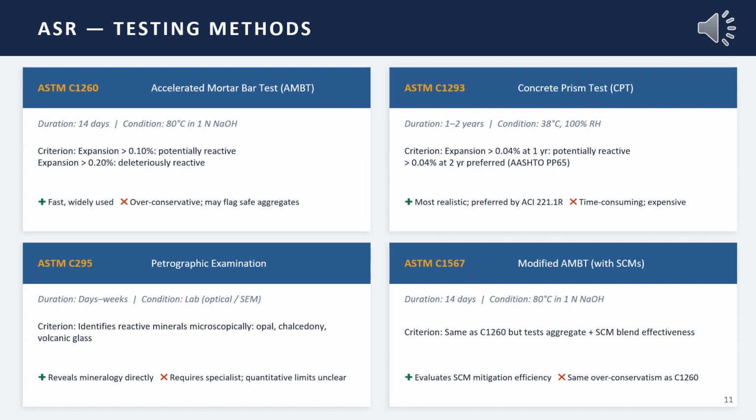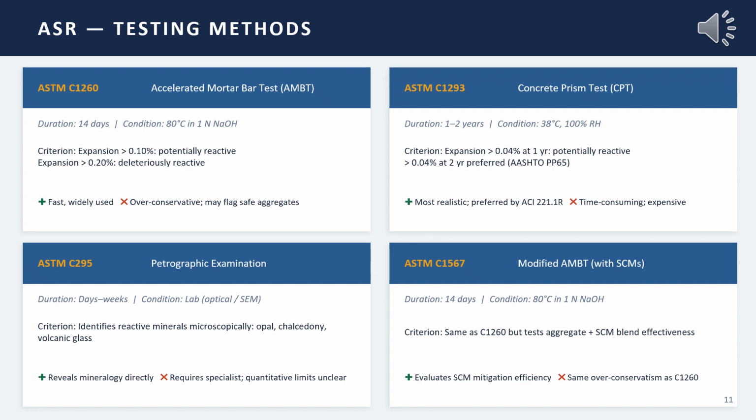Mortar bar specimens are immersed in a normal sodium hydroxide solution at 80 degrees Celsius for 14 days. The expansion is measured. If expansion exceeds 0.1%, the aggregate is potentially reactive. If it exceeds 0.2%, it is considered very reactive. The main advantage is speed because the results are obtained in 2 weeks.